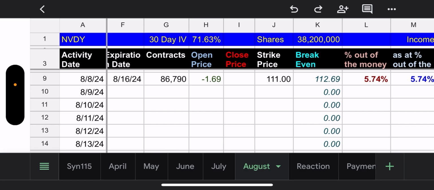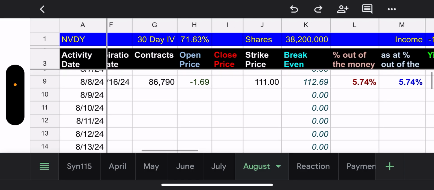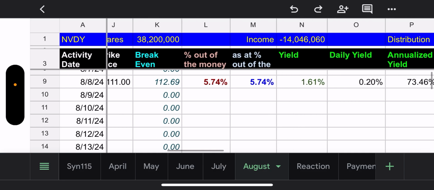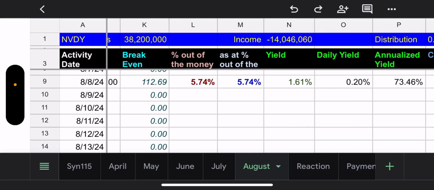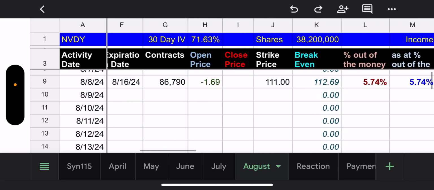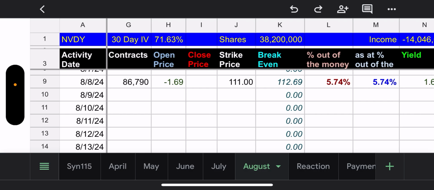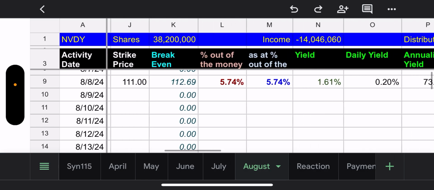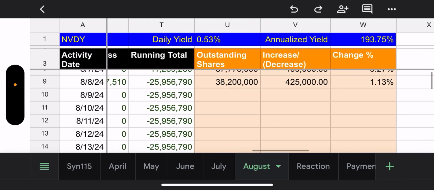Now, what are they doing for the next week? Well, all the eggs in one basket, 86,790 contracts, 111 strike price, 5.74% out of the money. NVIDIA, 5.74% out of the money, 6 trading days. Again, you never know, man. I hope it's right. Annualized yield is 73%. Okay, so let's look at their IV, 71%. All right, so to me, this trade makes sense. It's in line with what they say. So we'll see how it goes.